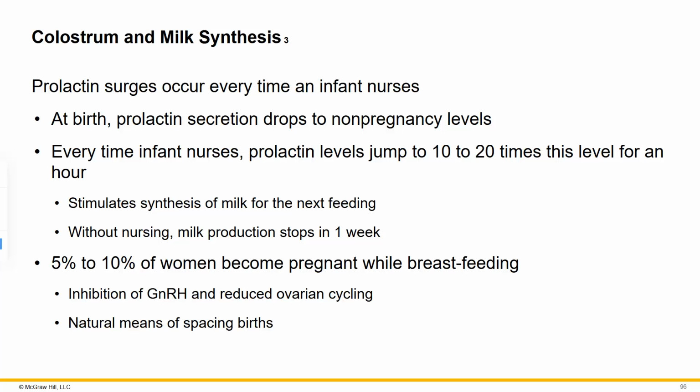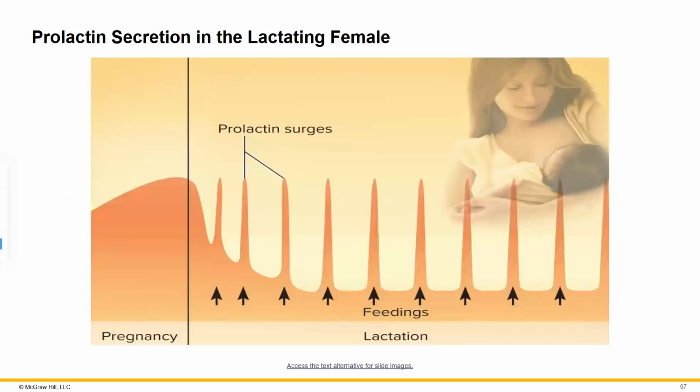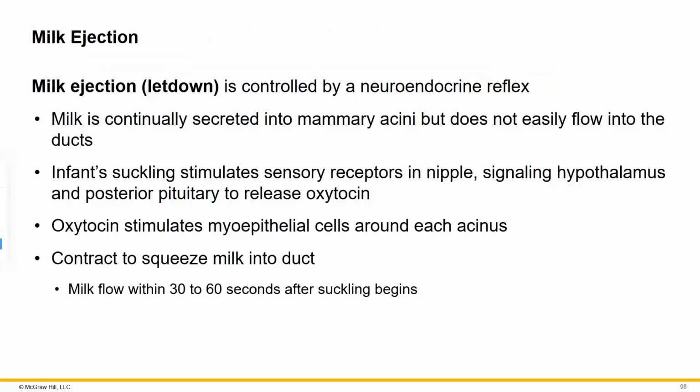Prolactin surges occur every time an infant nurses. At birth, prolactin secretion drops to non-pregnancy levels. Every time the infant nurses, prolactin levels jump 10 to 20 times this level for an hour. 5 to 10% of women become pregnant while breastfeeding. So this shows prolactin surges during breastfeeding.